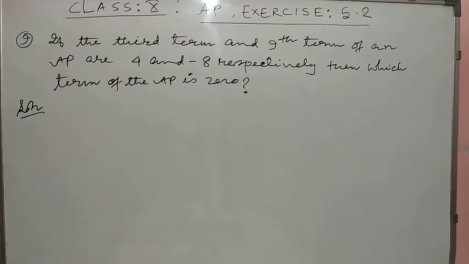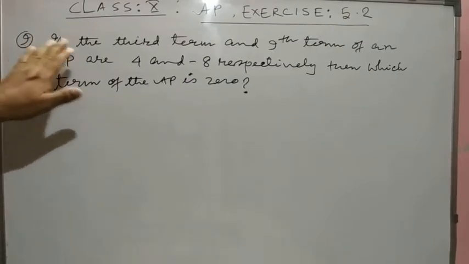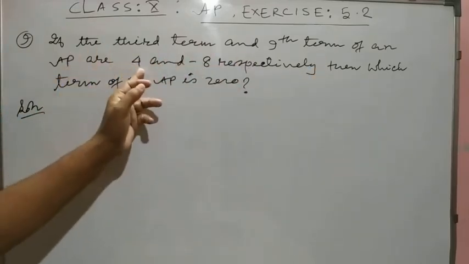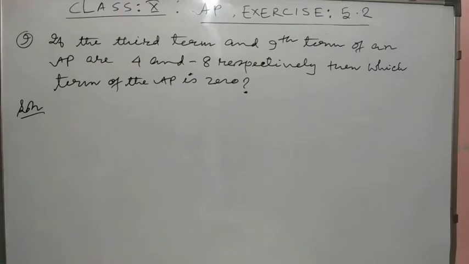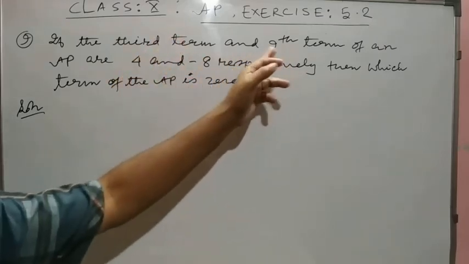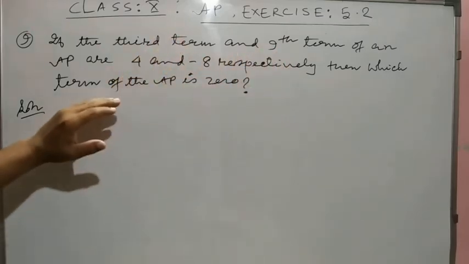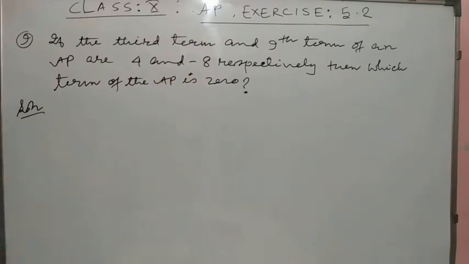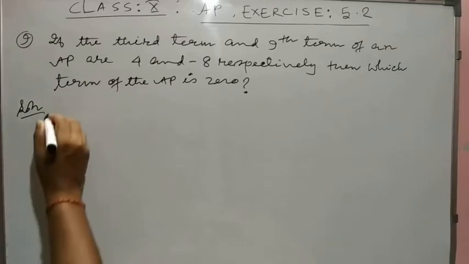Okay, now see question number 9. If the third term and ninth term of an AP are 4 and minus 8 respectively, that is, third term is 4 and ninth term is minus 8, then which term of the AP is 0? So before this we should find the first term and common difference. See how to solve.